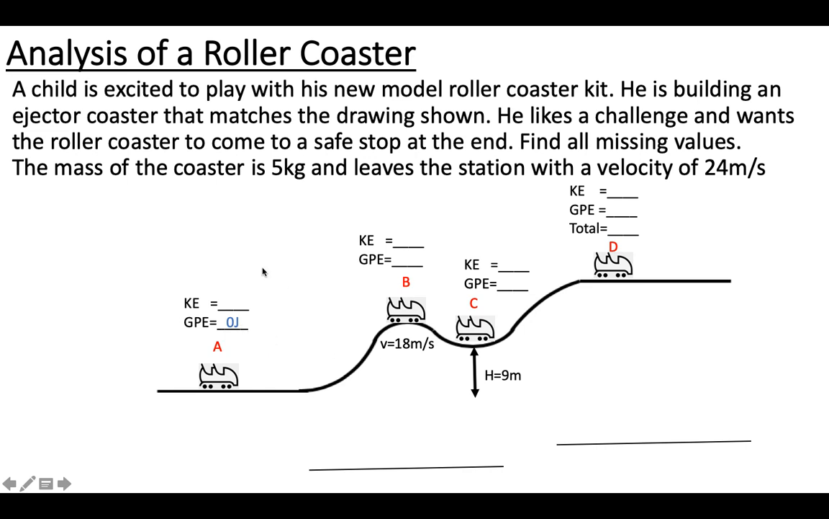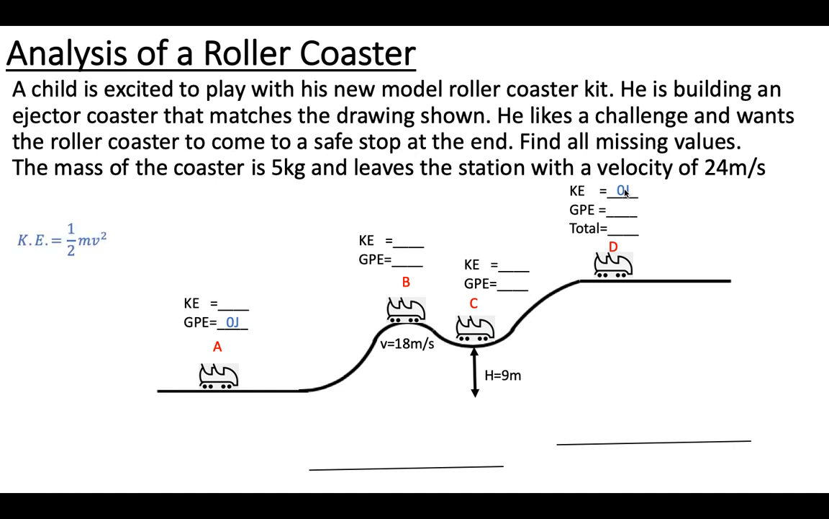All right, and when it ends at the top, it says he likes a challenge and wants the roller coaster to come to a safe stop at the end. So that tells us that we can put a 0 somewhere else. This time at the end, because it's not moving, we can put a 0 by the kinetic energy at the top, because it should stop, which means it's not moving, and the kinetic energy is 0. Okay, so those are the easy ones to fill in. If a roller coaster is at the bottom, it should be 0 for potential, and if it's stopped anywhere, it should be 0 for kinetic.